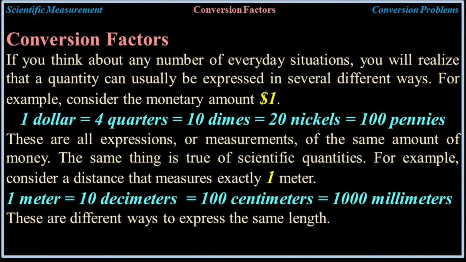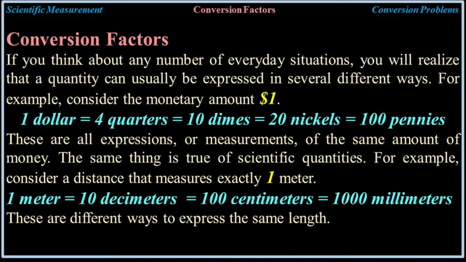Conversion factors. If you think about any number of everyday situations, you will realize that a quantity can usually be expressed in several different ways. For example, consider the monetary amount $1. $1 equals 4 quarters, equals 10 dimes, equals 20 nickels, equals 100 pennies. These are all expressions or measurements of the same amount of money.